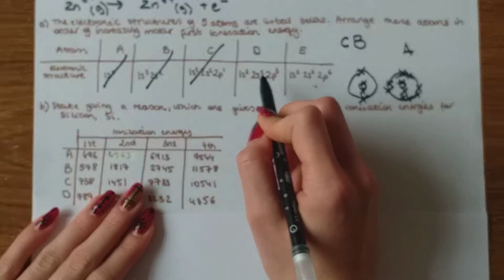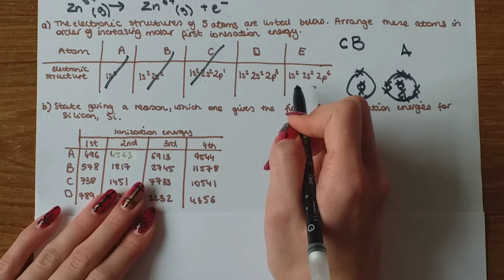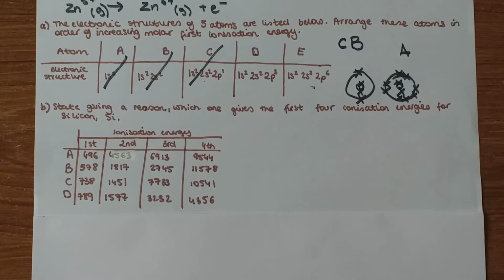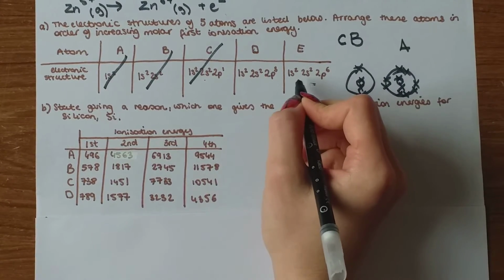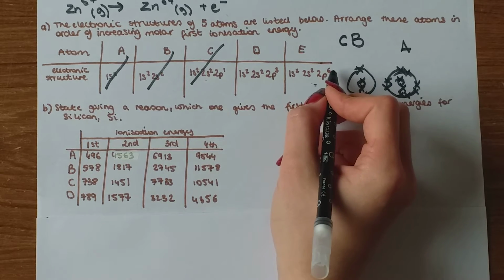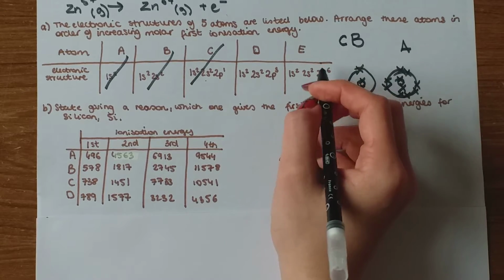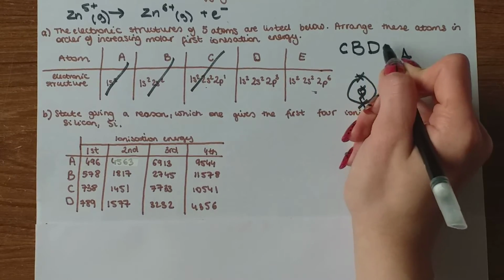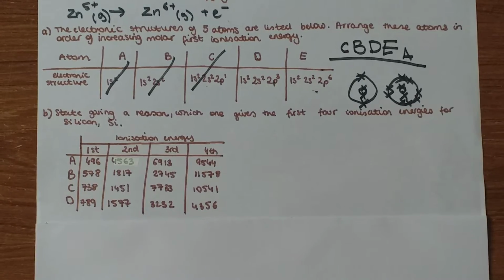And when you have a look at them, they both have the same amount of shells. So they both have the same shielding effect. However, this one still has a greater attraction from the nucleus. Furthermore, as you can see, it has 8 electrons, so it has a full shell, so it would be difficult to take an electron out of the full shell. Therefore, this is the order of the first ionization energies.